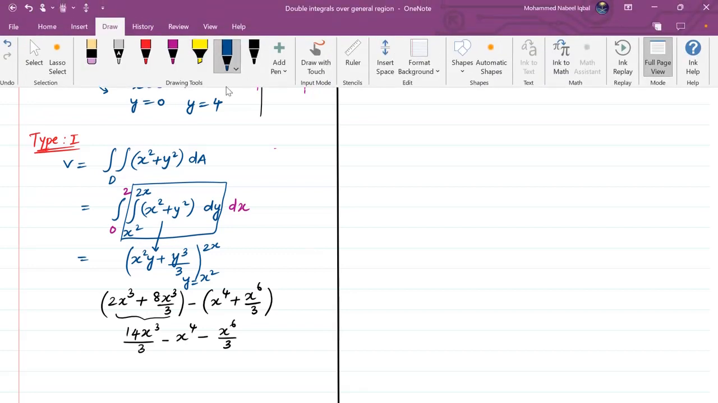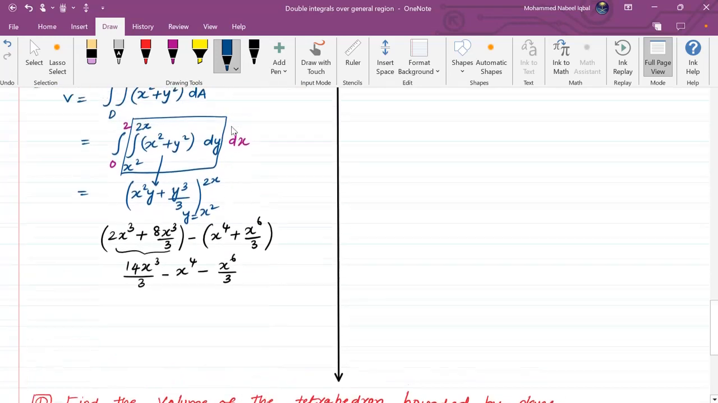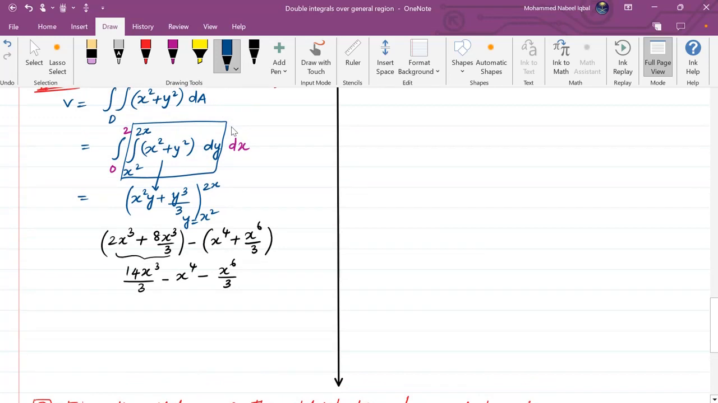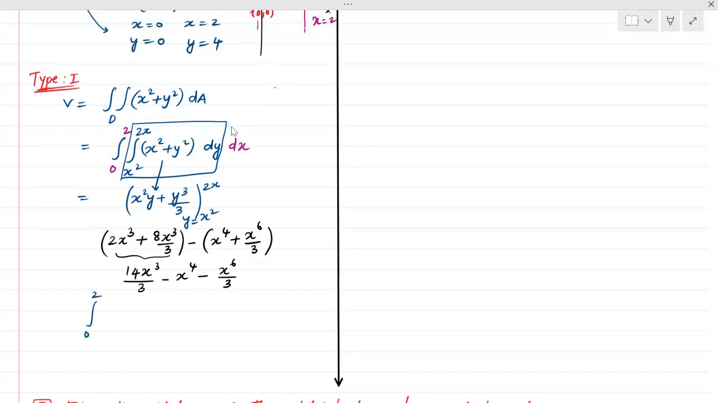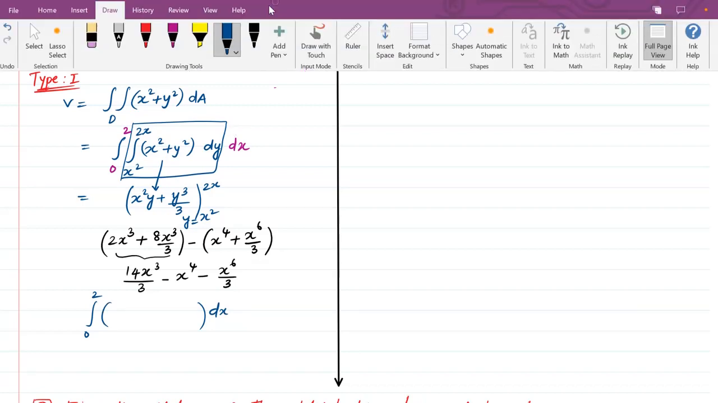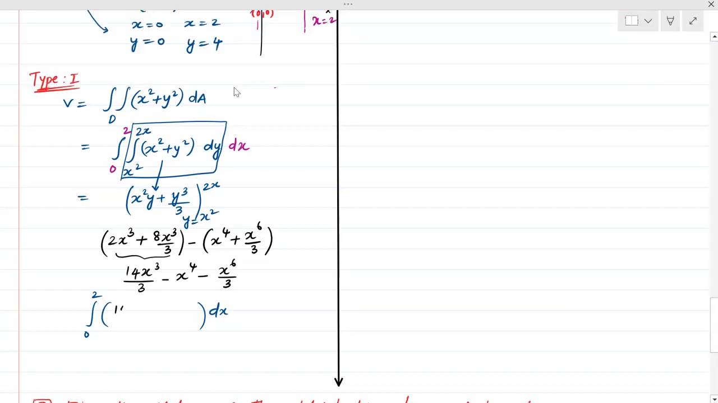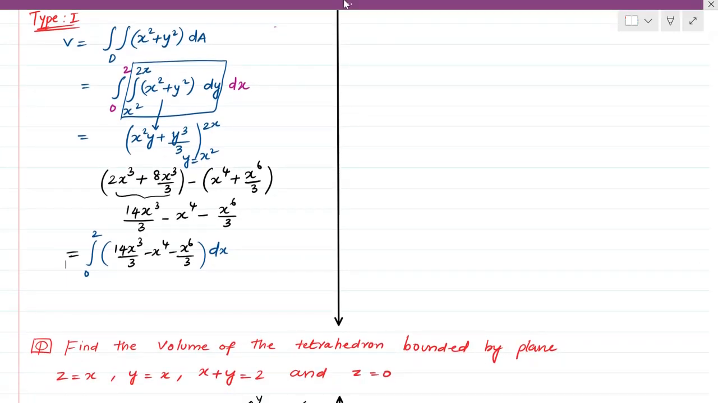Now I will just substitute this value here. So what happened? The integral 0 to 2, dx, of the simplified part. What is the simplified part here? 14x power 3 over 3 minus x power 4 minus x power 6 over 3. So this is the value. Now this is the ordinary integration as it is.